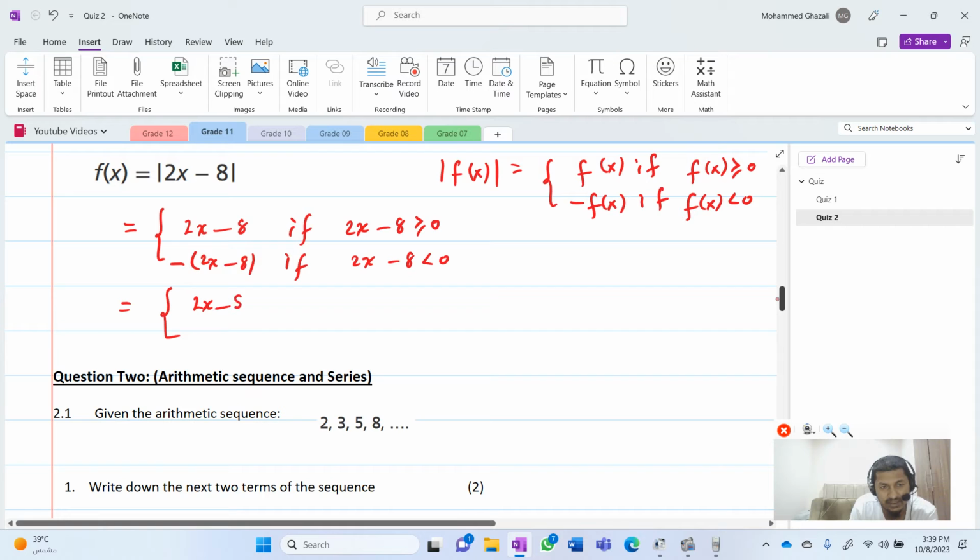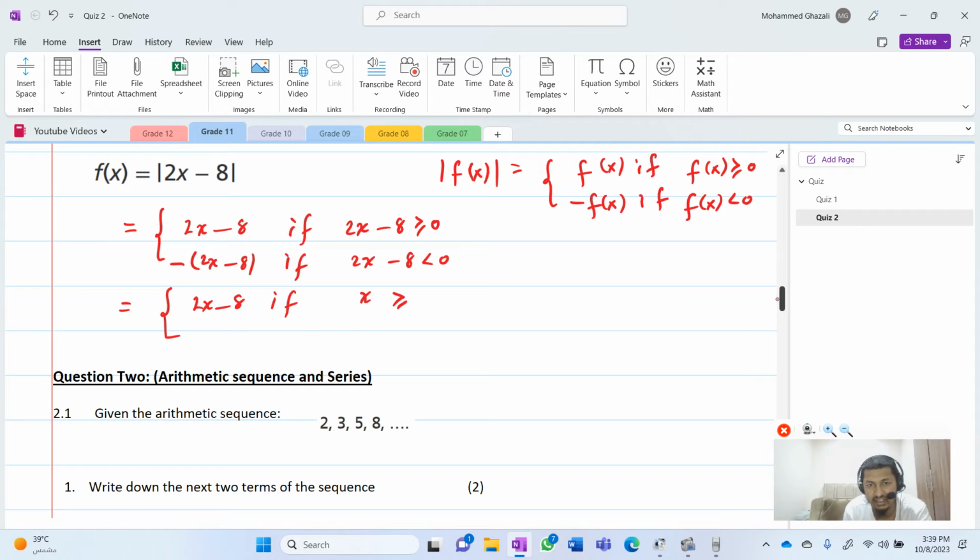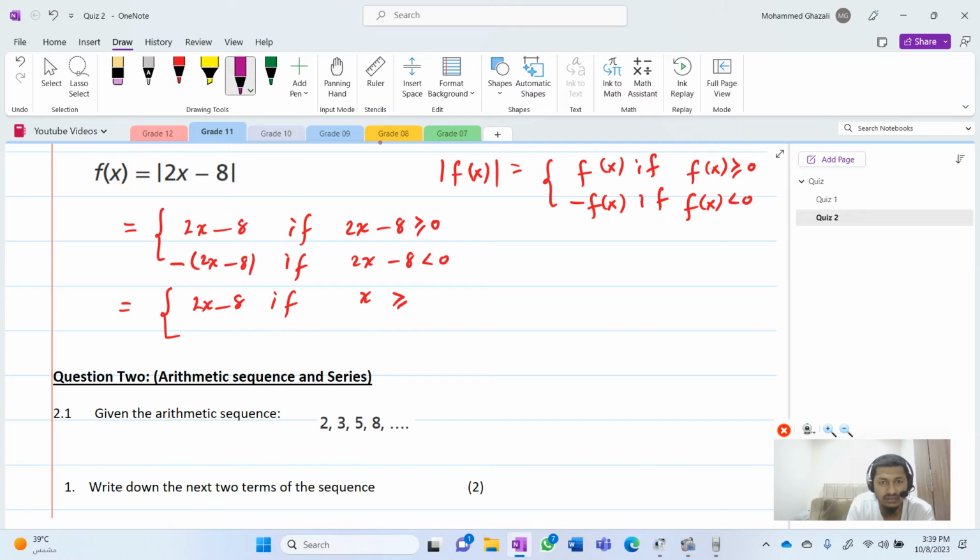So this will just be 2x minus 8 if x is greater than or equal to 4. How did we get 4? We take the 8 over and divide it by 2. Remember, we have to solve this inequality, which is 2x minus 8 is greater than or equal to 0. So 2x is greater than or equal to 8, so x is now greater than or equal to 4. We're not dividing by a negative, so no need to change the sign. If we had to divide by a negative, then we change the sign. And the second equation is negative 2x plus 8 if x is less than 4. So this is the final answer, with the absolute value function simplified.